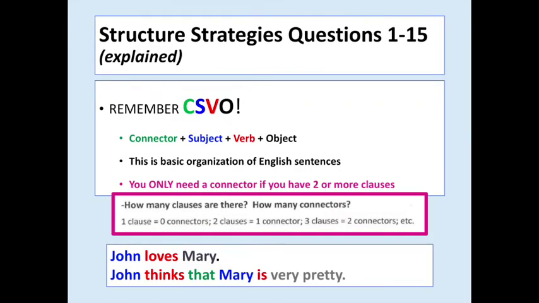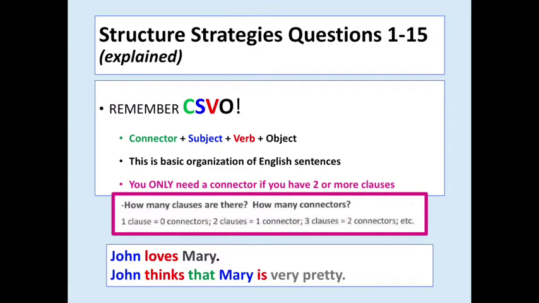Another important thing to remember is the basic organization of English sentences: connector, subject, verb, object. Also, remember that you only need a connector if you have 2 clauses or more. Okay? The last assignment, many people were looking for connectors in a sentence that only has 1 clause. Look at this box. If you have 1 clause, you have 0 connectors. If you have two clauses, then you have one connector. If you have three clauses, then you would have two connectors.